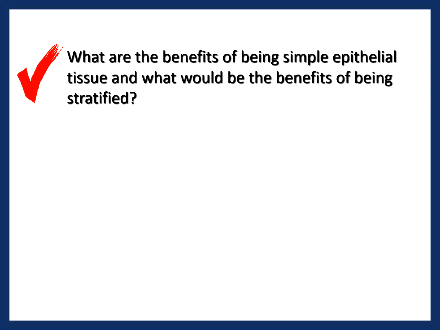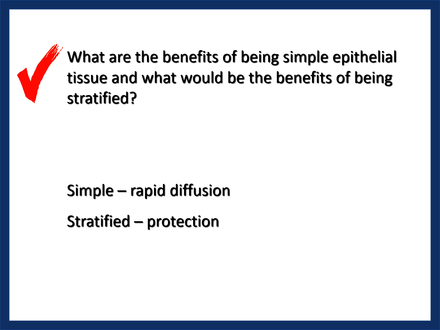And so you guys should try to think about what are the benefits of these different tissue types and where would we benefit in the body of having that type of tissue, right? So for example, being a simple epithelium, like a simple squamous epithelium, versus being a stratified squamous epithelium, right? Simple, we're going to have that nice rapid diffusion because it's not as much space that the molecules have to go past. And stratified, we're going to have protection.